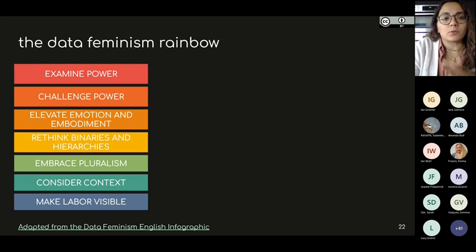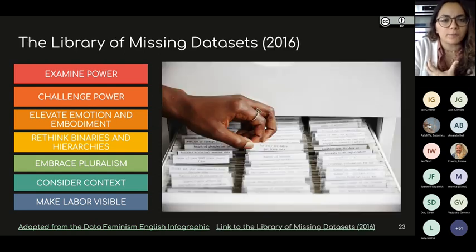There are many principles within the data feminism rainbow, and I don't have the time, obviously, to go through all of them. But the first and most important perhaps, is the fact that we need to examine power and challenge power. And one of the things that I would like to ask you about is think about the data that we decide to study and to do research on, and the data that actually we should be collecting and we don't. There is also something to be told about that conscious or not conscious choice.